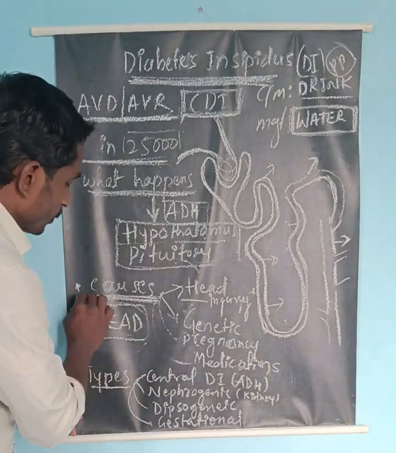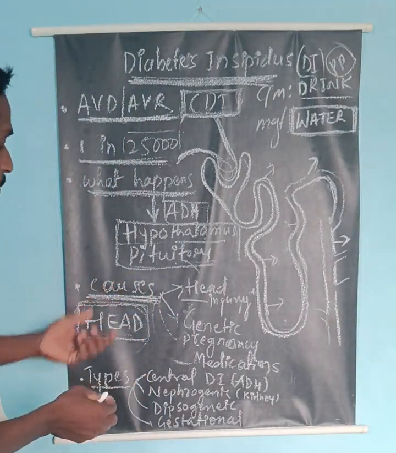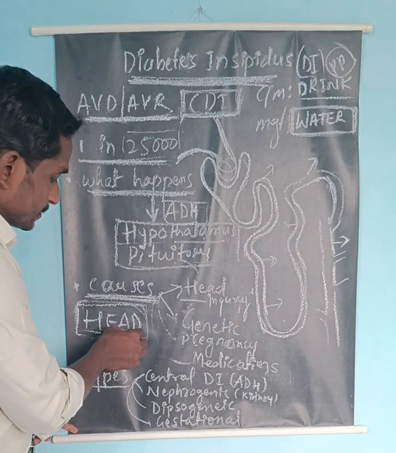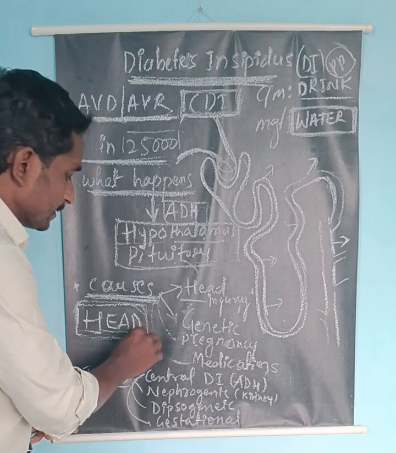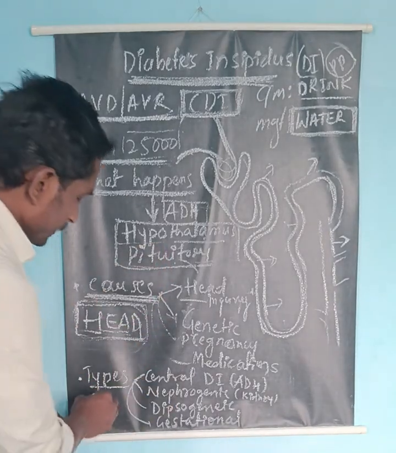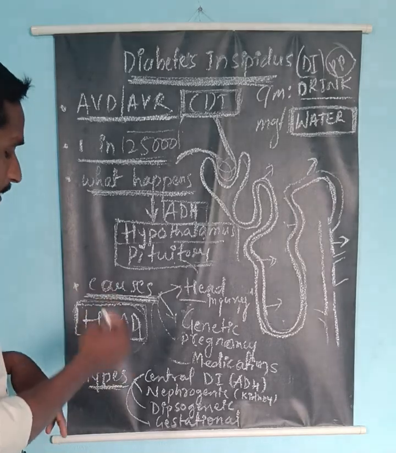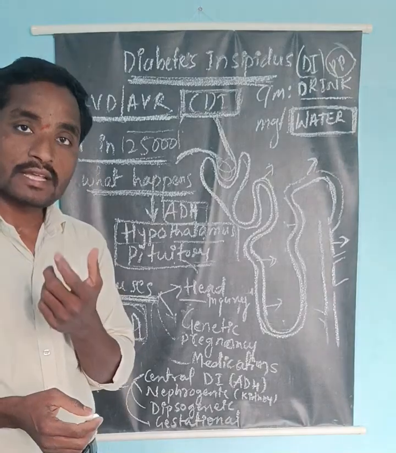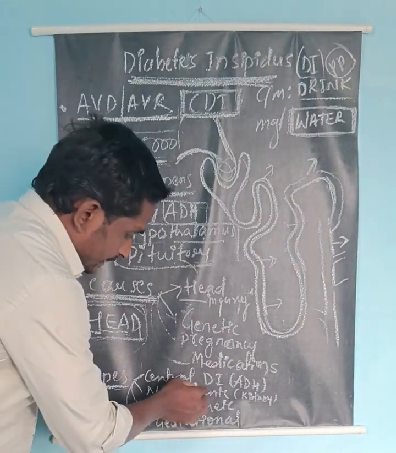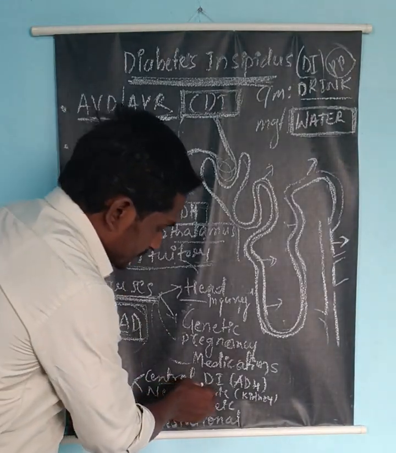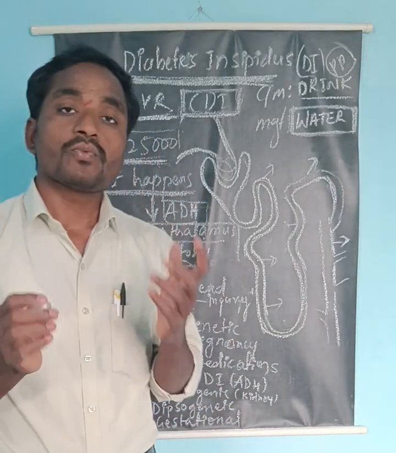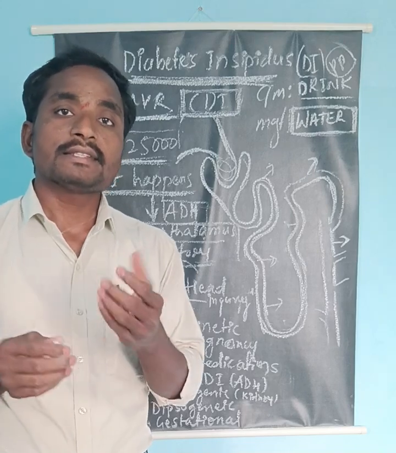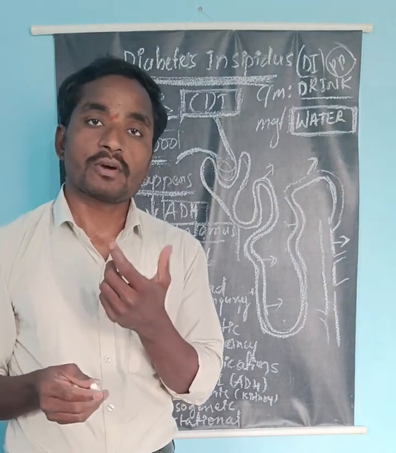An easy way to remember the causes of diabetes insipidus is head injury, other different disorders, antidiuretic hormone deficiency, and some medications or drugs. Now come to the types of diabetes insipidus. It is divided into four different types. The first is central diabetes insipidus, which is very common. In this condition, there is a deficiency of antidiuretic hormone.